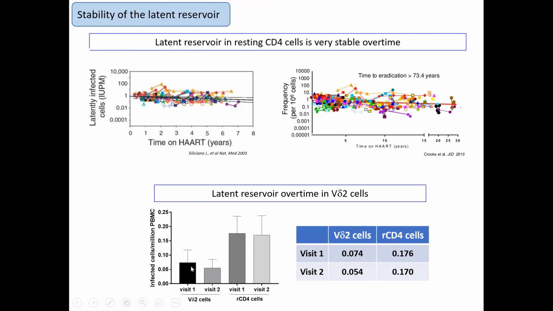We used 5 individuals so far. And as you can see, the reservoir is very stable in resting CD4 T cells. However, in VD2 T cells, it's kind of decaying.